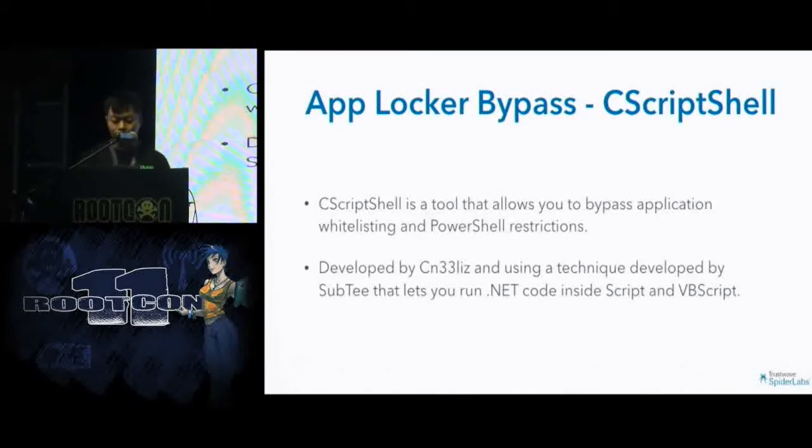The last AppLocker bypass is incorporated in CScriptShell. CScriptShell is a tool commonly included in .NET that allows you to bypass application whitelisting and PowerShell restrictions. Normally, this tool is not blocked by default, so if they just enable whitelisting and don't go into optimizing the details, you might be able to use this technique.